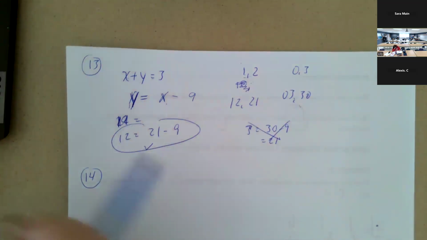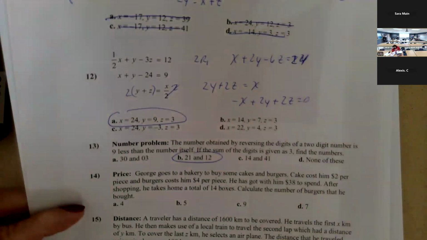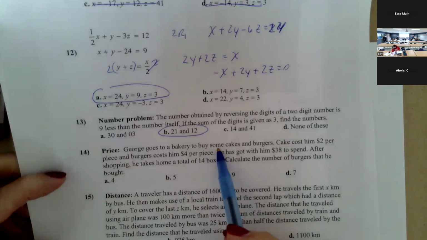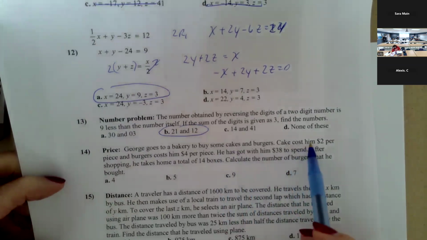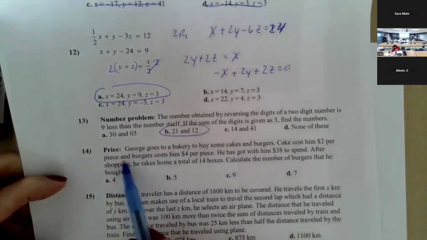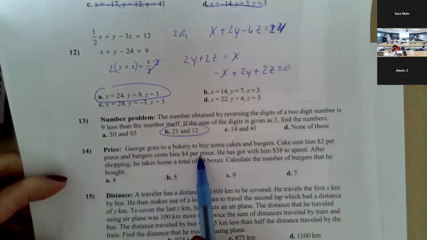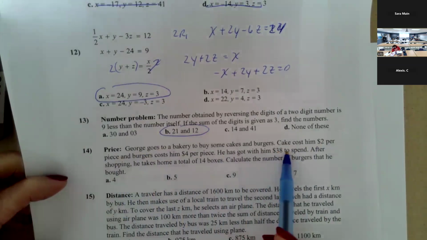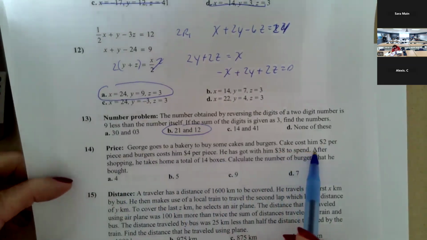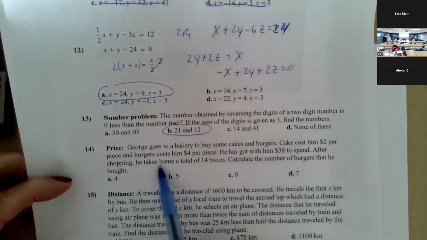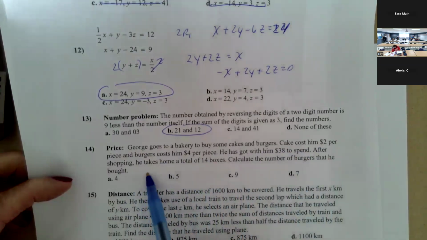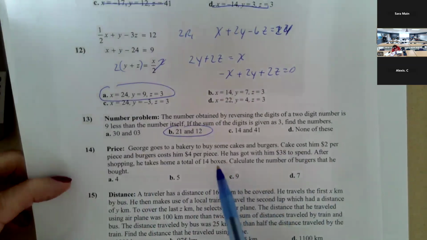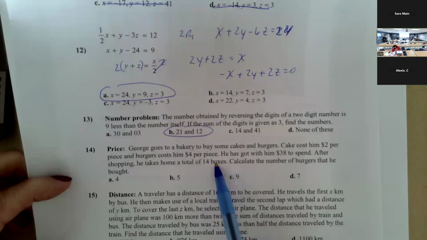Let's try 14. 14 says, George goes to a bakery to buy some cakes and burgers. Cake cost him $2 per piece and burgers cost him $4 per piece. He has got with him $38 to spend. After shopping, he takes home a total of 14 boxes. Calculate the number of burgers that he bought.